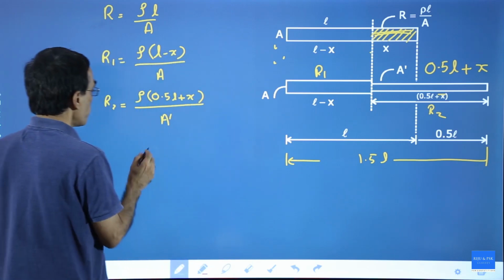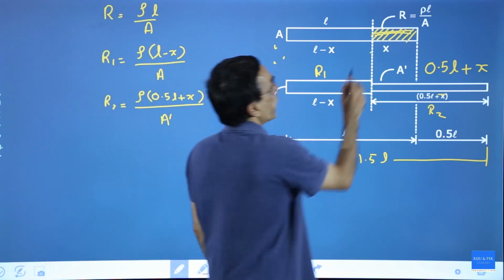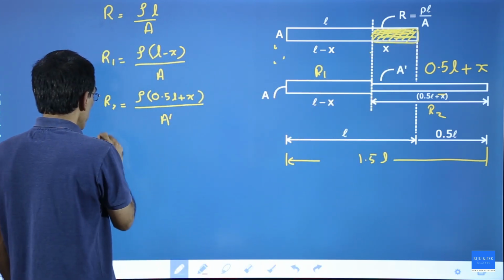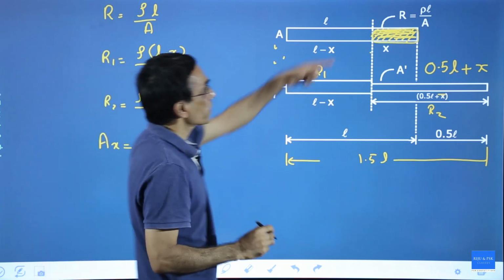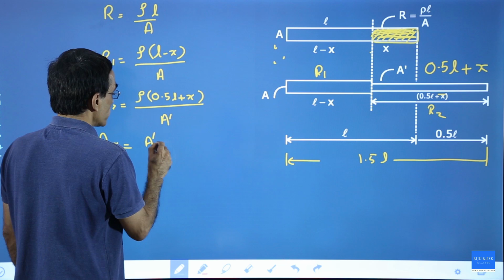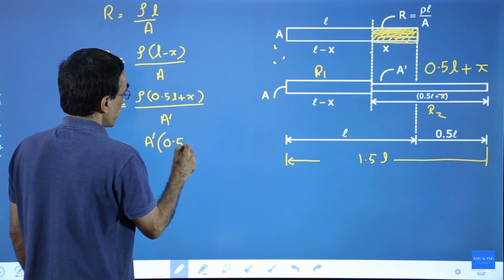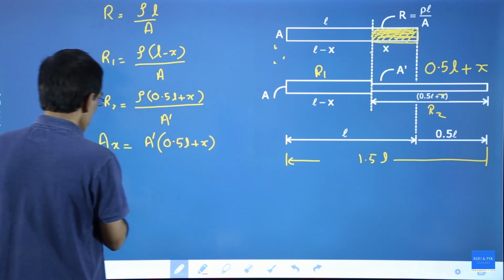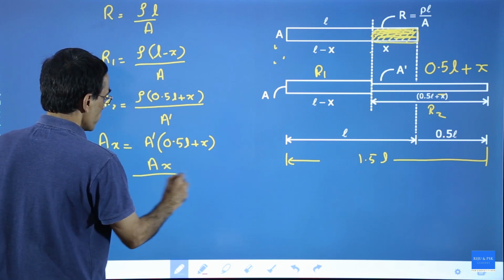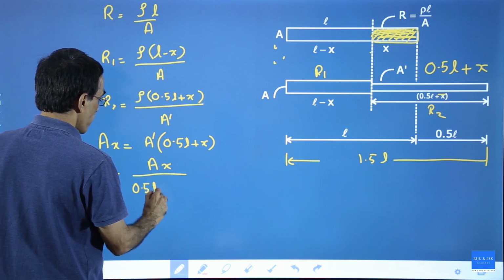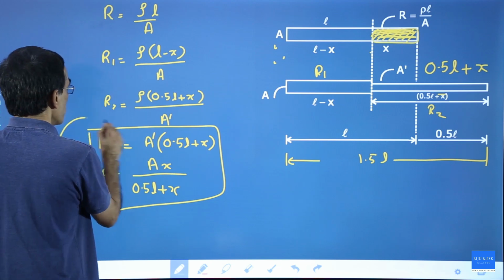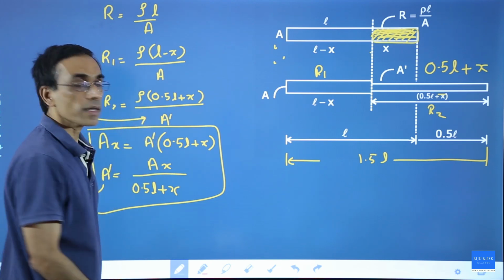Okay. Now how to find this A dash? You should know the volume of this portion. What was the volume of that portion? Its volume was A into X. And the volume of this portion must be the same. What is the volume of the new portion? That is A dash into 0.5 L plus X. So that gives me A dash equal to A into X divided by 0.5 L plus X. So you have to substitute this in this case. So take this value and substitute here and calculate.